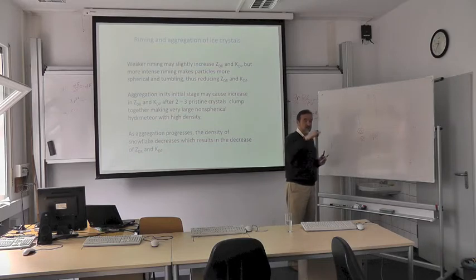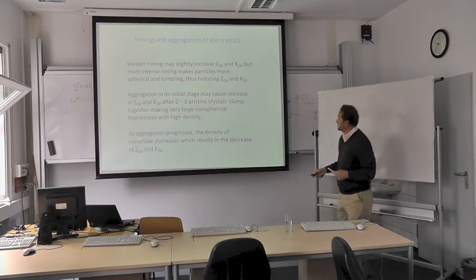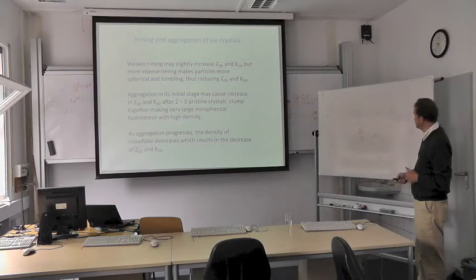The particles with smaller Reynolds number do not tumble much. Bigger size particles with larger vertical velocities may tumble more, and an ensemble of these particles is characterized by more random orientation. So that's why I say that ZDR and KDP reduce as a result of more spherical shape and tumbling.